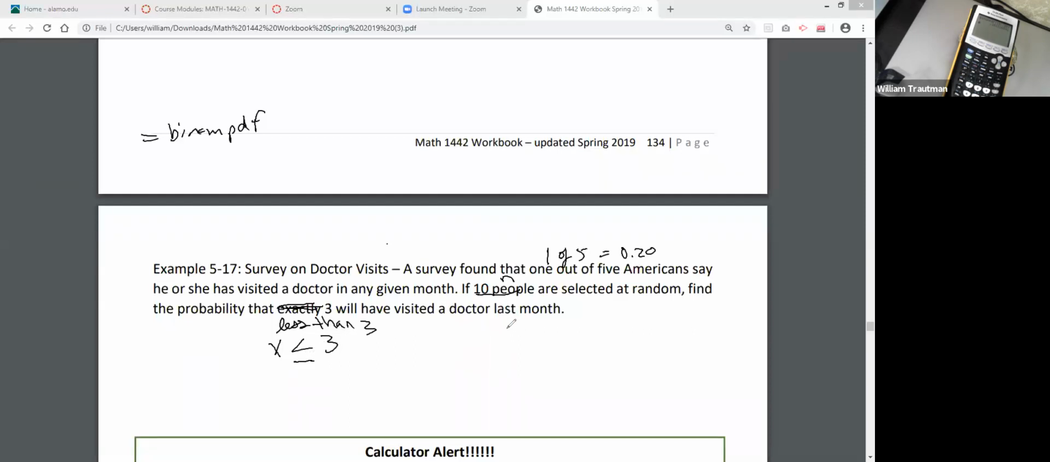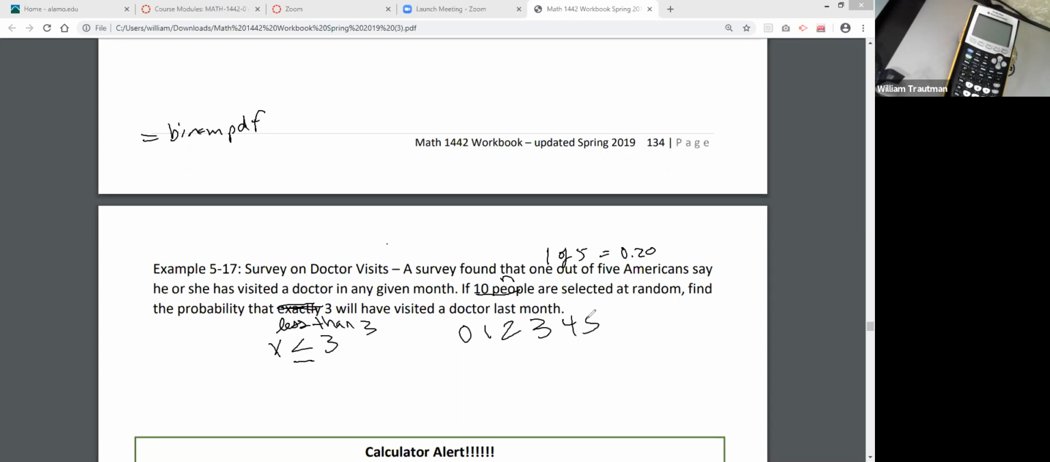In order to do this problem, we're going to do the same thing. Second, by the way, less than or equal to 3. Let me show you what this means. A lot of people don't understand what this means. It says find the probability that less than or equal to 3 will have a doctor's visit. In other words, 0 people, anything less than or equal to 3. 0 people can have a doctor's visit. 1 person can have, 2 people can have, or 3 people. Less than or equal to 3.